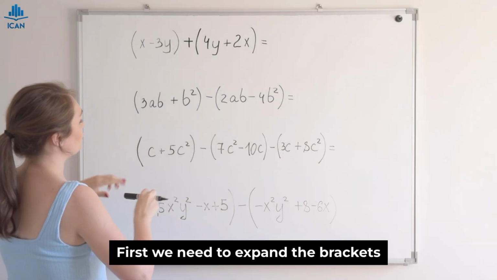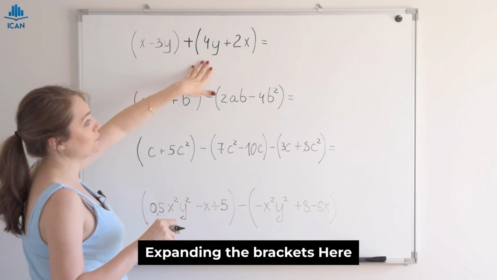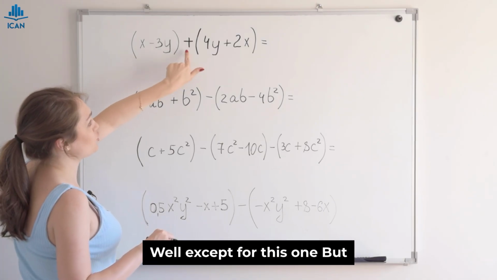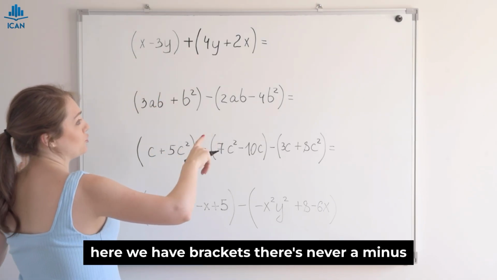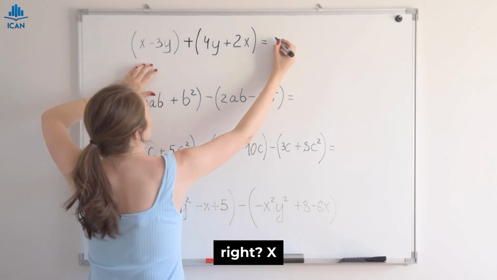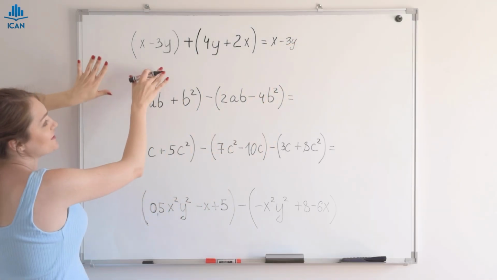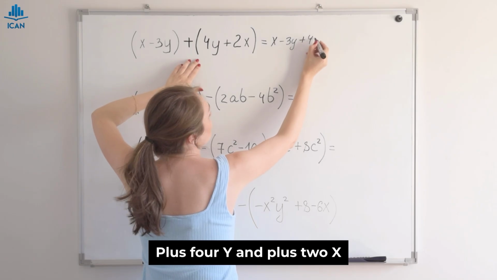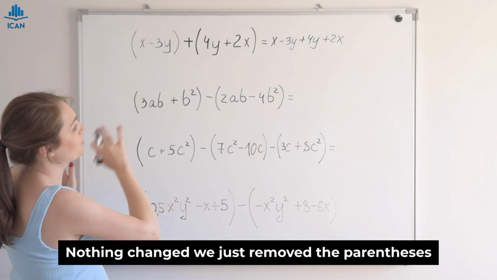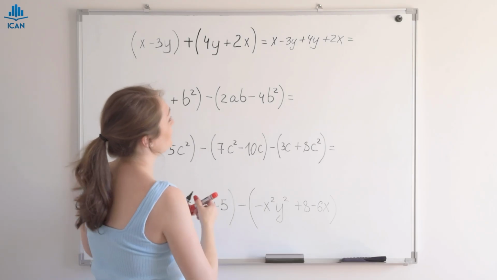Let's get started. First, we need to expand the brackets. Let's say in the first one, everything is very simple because we have plus signs everywhere, except for this one. But here we have brackets. There's never a minus before the brackets, so we don't change the sign. What we have in parentheses, x minus 3y, stays the same. Each keeps its sign. Plus 4y and plus 2x. Nothing changed. We just removed the parentheses and that's it. A very simple example. Then we need to find like terms.